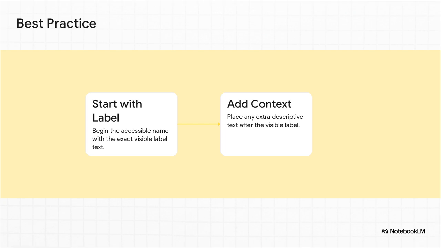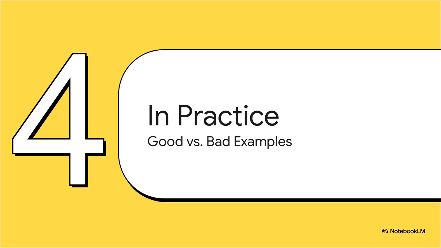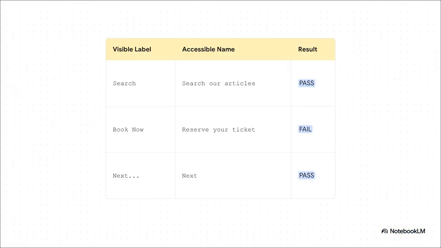Every single time. Okay, theory is one thing, but let's look at some real-world examples to see what passes, what fails, and where it gets a little tricky. So check this out. If a button says search and the accessible name is search our articles, that's a pass. Search is right there at the beginning. But our old friend, the Book Now button with a hidden name of reserve your ticket, total fail. The words just don't match up.